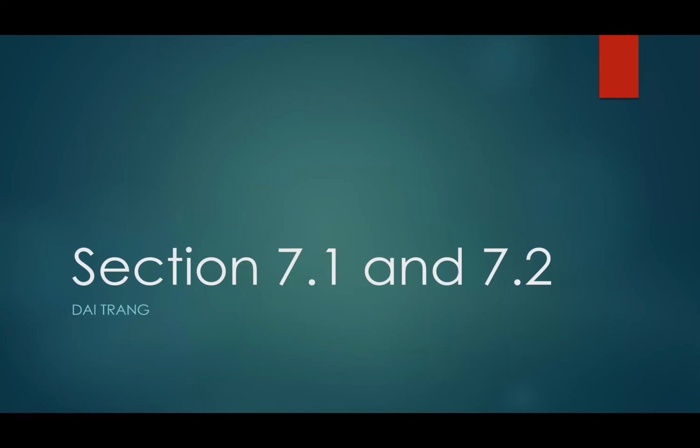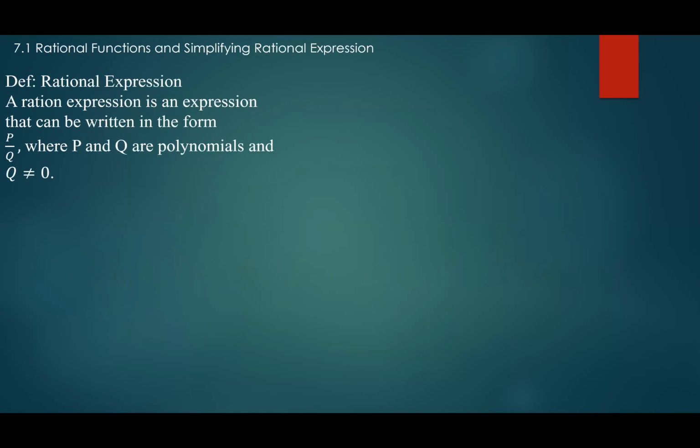of rational expression or rational function. So we will start with chapter 7.1 and work our way to 7.2. But before we work with the rational expression, let's define what the rational expression is. The definition for a rational expression is an expression that can be written in the form of P over Q, where P and Q are polynomials and Q cannot be equal to 0.